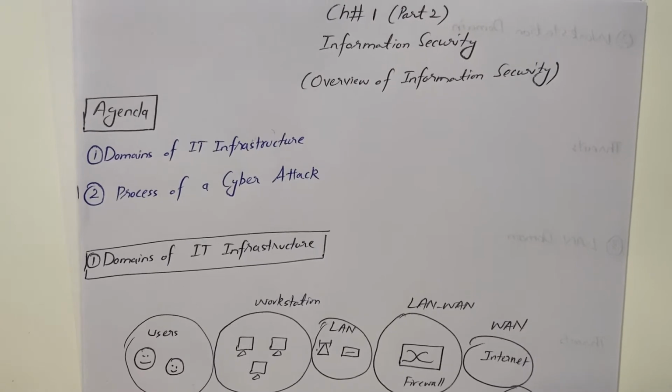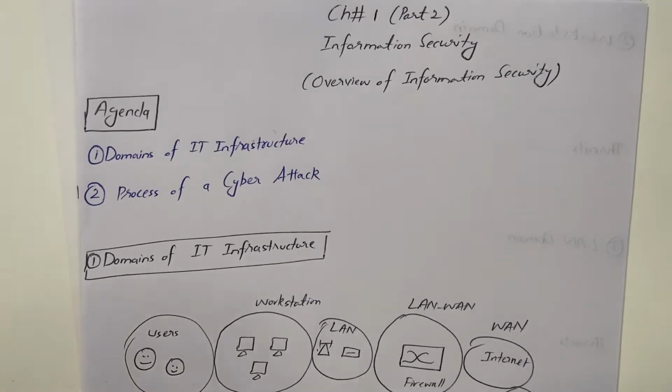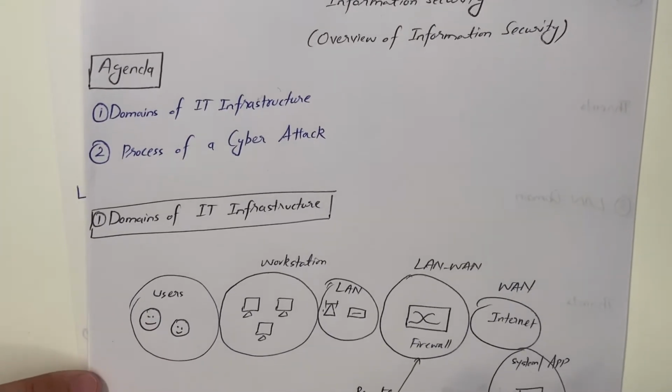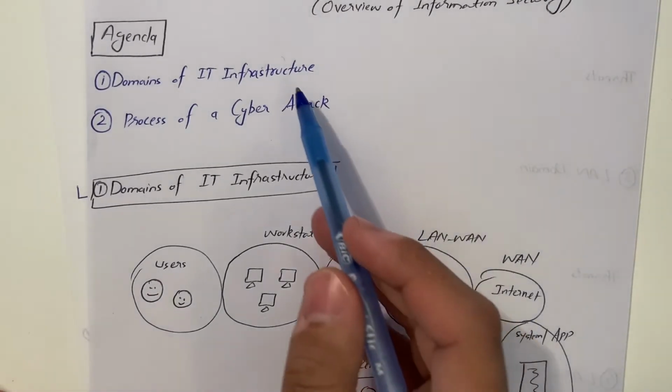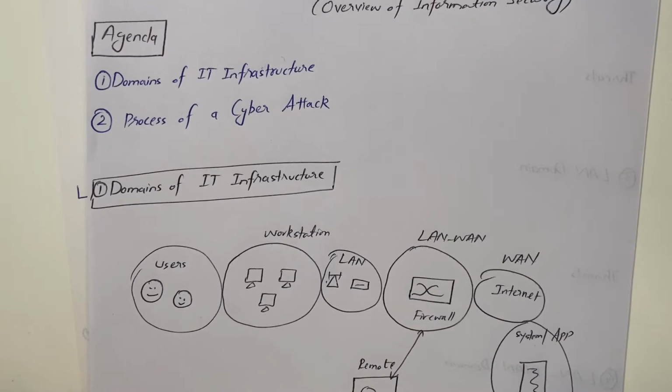So today we're going to continue our discussion of chapter number 1. We have two main things in this part. Firstly, I'll start with the domains of IT infrastructure, and the second part is the process of a cyber attack. These are the two main agenda items that we're going to discuss today.